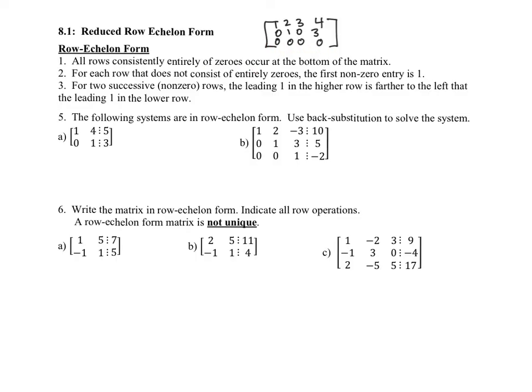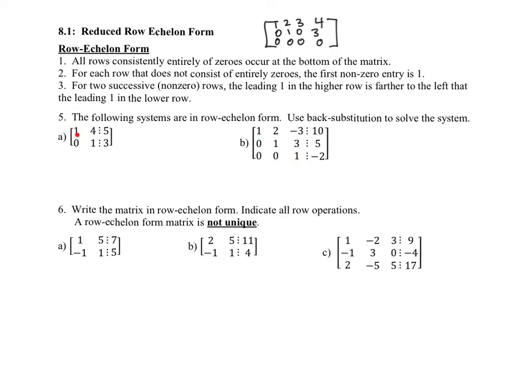The first non-zero entry in each row is a 1. This has a 1 as the first entry. This has a 1 as the first non-zero entry. And for two consecutive non-zero rows, so for this one and this one, the leading one in the higher row is farther to the left than that of the lower row. So this one is the furthest left, this one's less left. This is also row echelon form. And you can see this one is the furthest left, then this one, then this one.